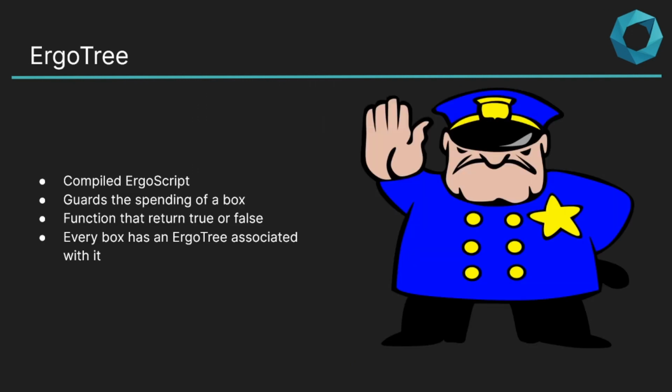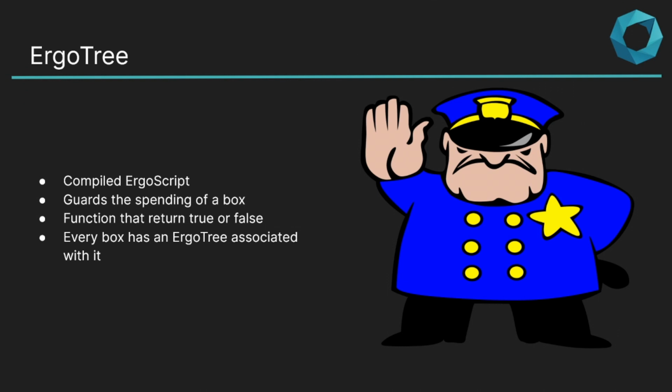The smart contract language used in Ergo is called ErgoScript. This script compiles into something called an ErgoTree. The ErgoTree is a function that results in either true or false. If it returns false, the transaction will not be accepted. Every single box has an ErgoTree associated with it. Also those that are in your wallet.